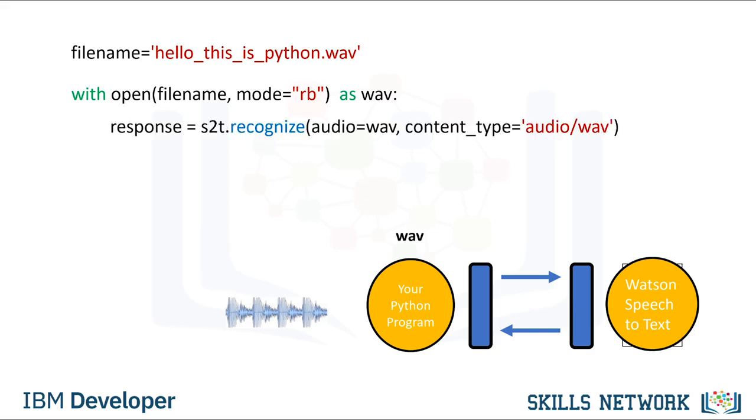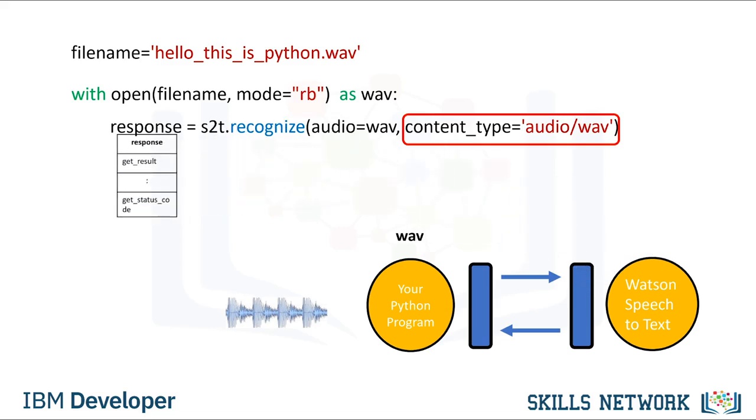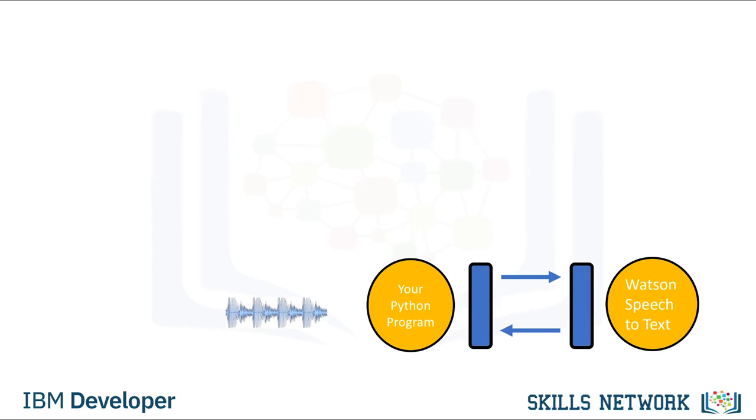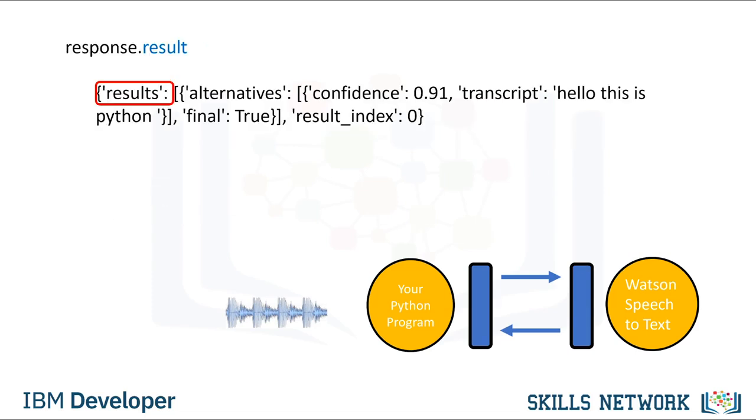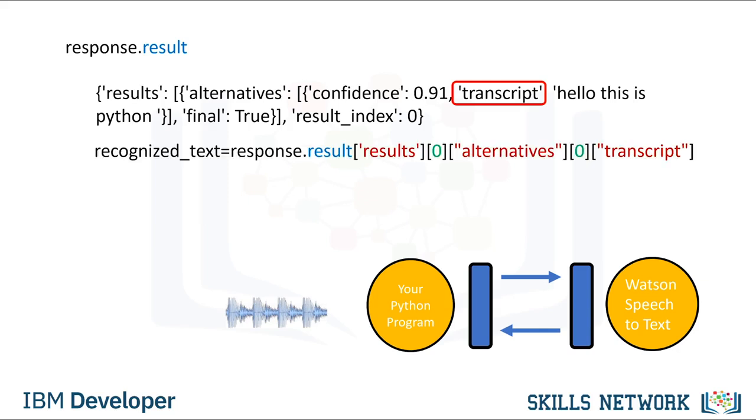We use the method recognize from the speech-to-text adapter object. This basically sends the audio file to Watson speech-to-text service. The parameter audio is the file object. The content type is the audio file format. The service sends a response stored in the object response. The attribute result contains a Python dictionary. The key results value has a list that contains a dictionary. We are interested in the key transcript. We can assign it to the variable recognized_text as follows. Recognized_text now contains a string with the transcribed text.